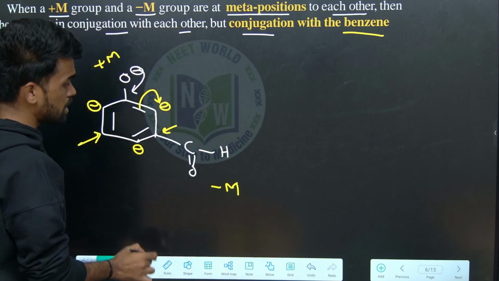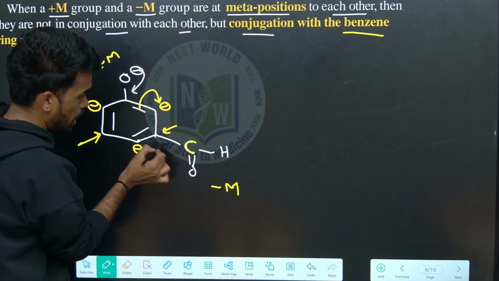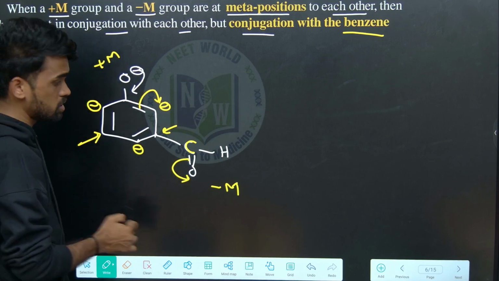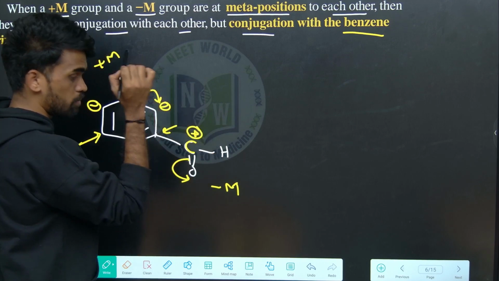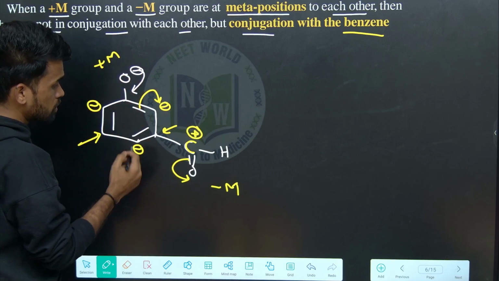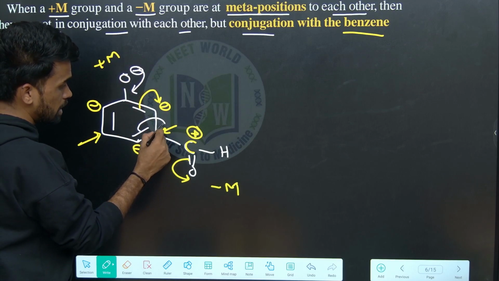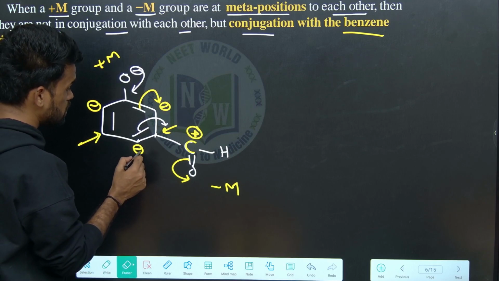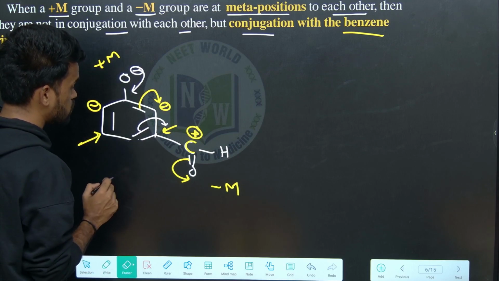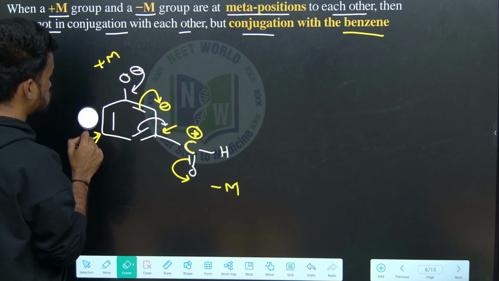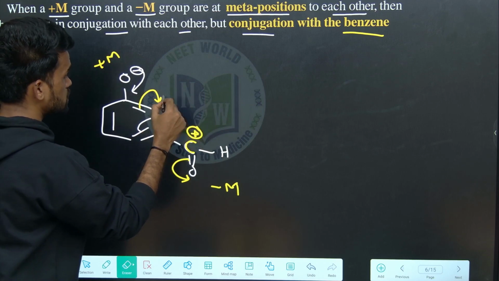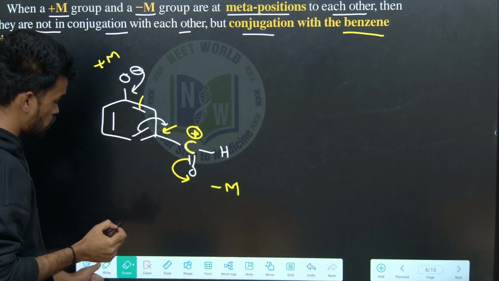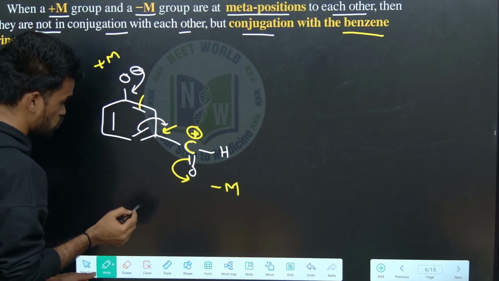Similarly, with the aldehyde group, see, oxygen will withdraw these pi electrons and create a positive charge on this carbon, right? Now see here, this bond can be shifted here. So when it is shifting there, what are the positions where we can see the positive charge? So when it is withdrawing the electrons, we can see the positive charge.